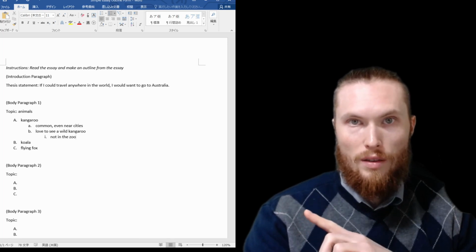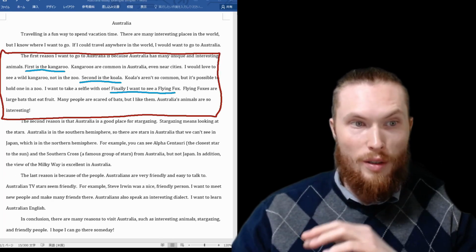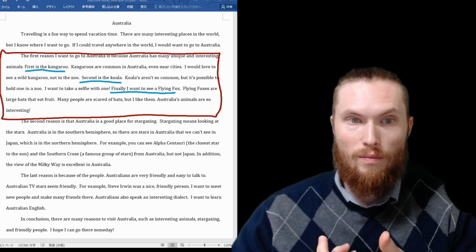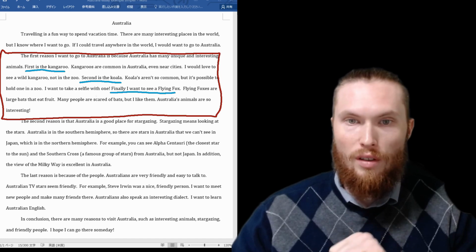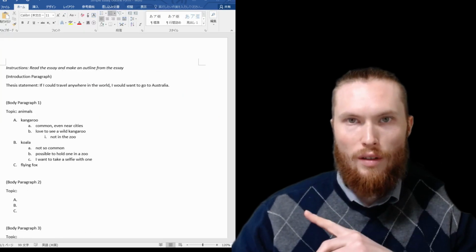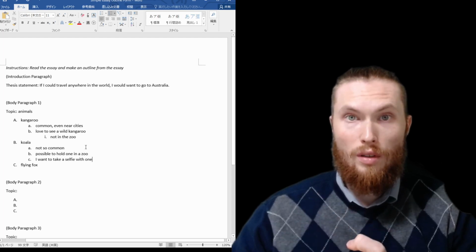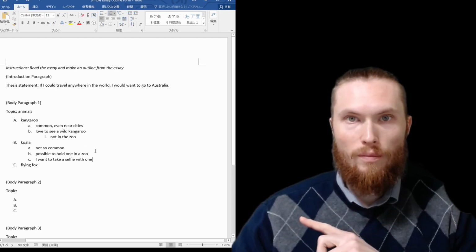Now, koalas. Koalas aren't so common, but it's possible to hold one in a zoo. I want to take a selfie with one. Alright, let's add that information to the outline. So here's that information. Koalas are not so common, it's possible to hold one in a zoo, and I want to take a selfie with one.